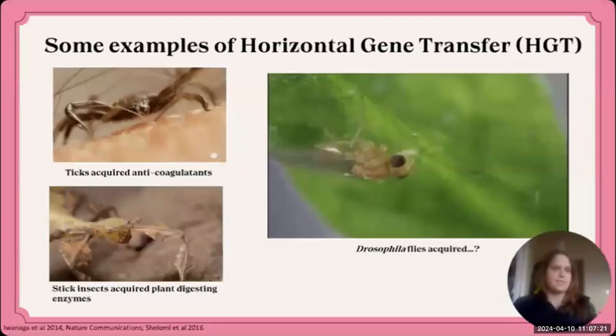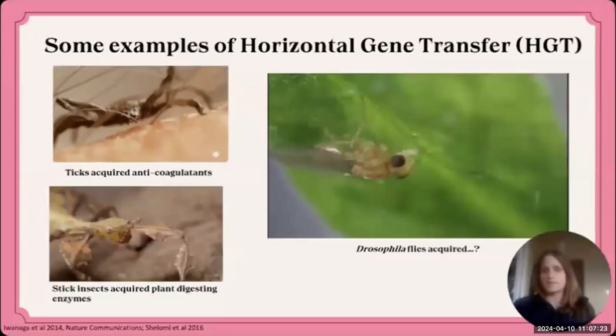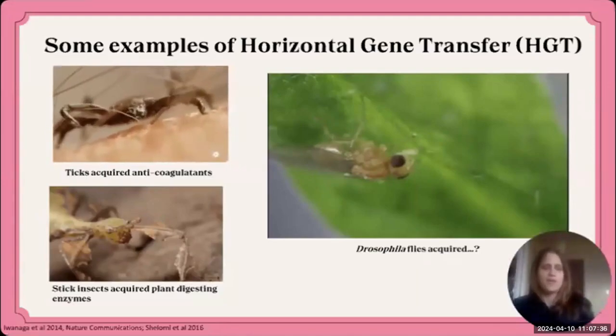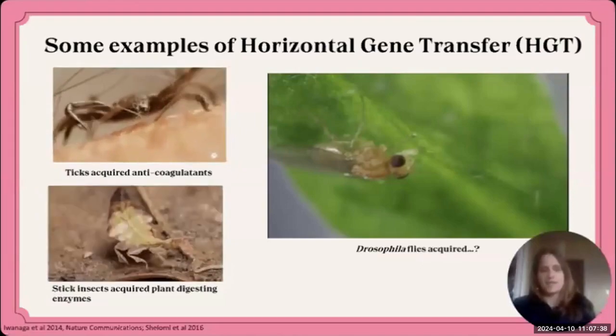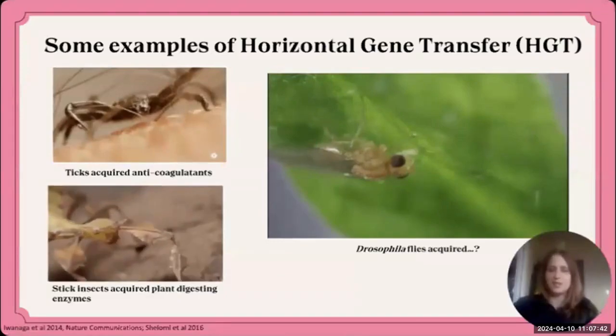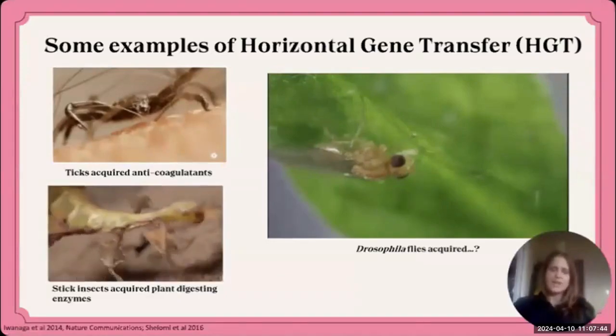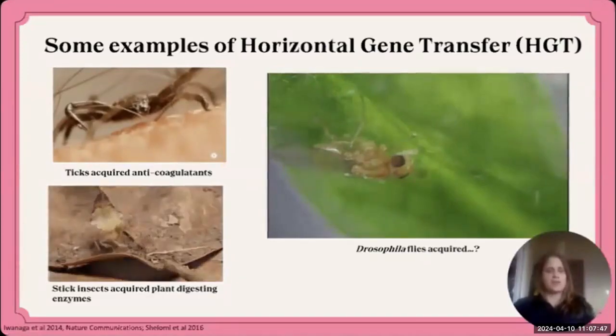My personal favorite examples are those of ticks, for example, which acquired anticoagulatory genes from bacteria, which means they're able to keep sucking blood without the blood coagulating and hardening, which means they can't drink it anymore. Additionally, there are stick insects, which acquired enzymes from bacteria that help them digest plant cell walls. And the next one is going to be Drosophila.